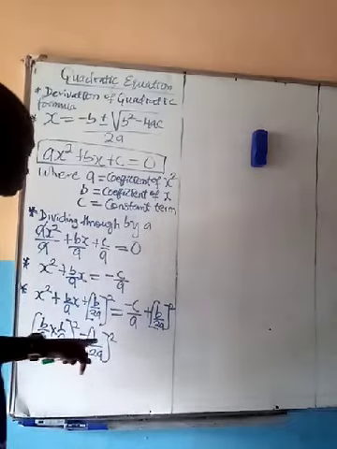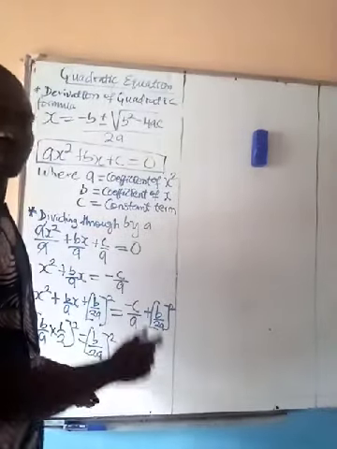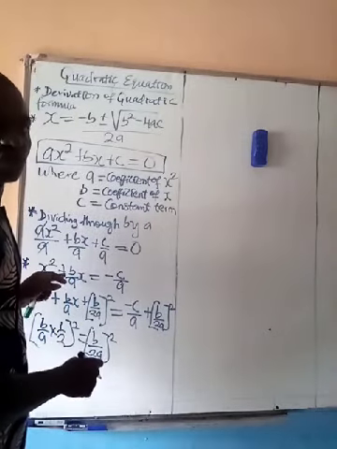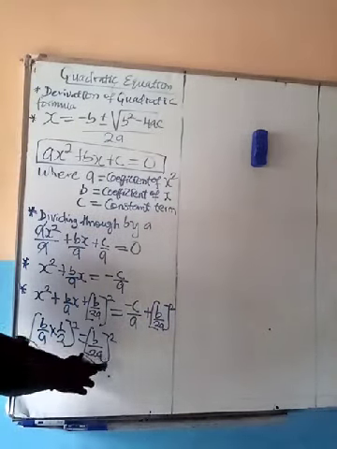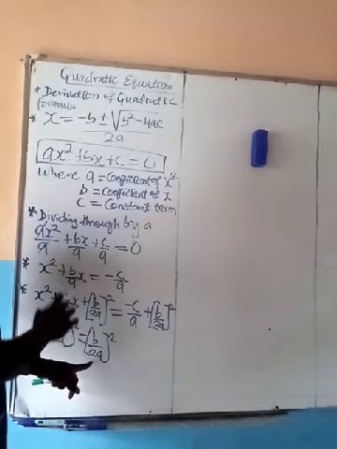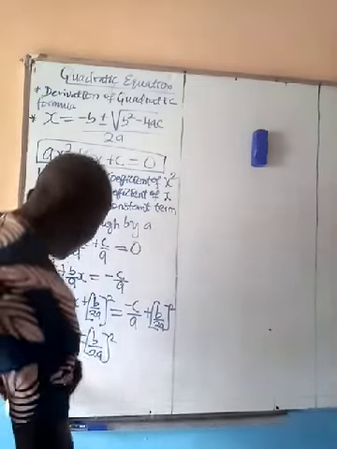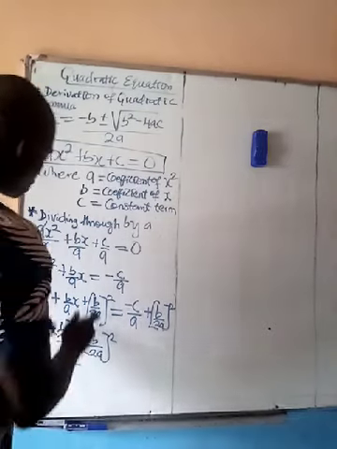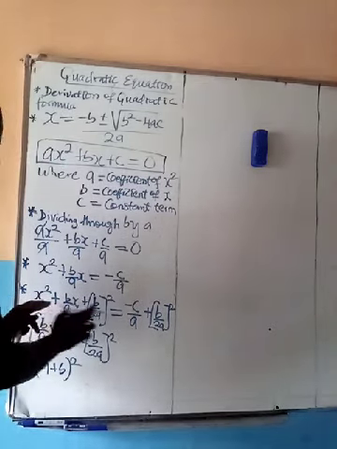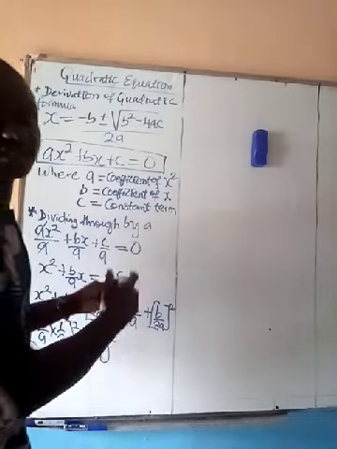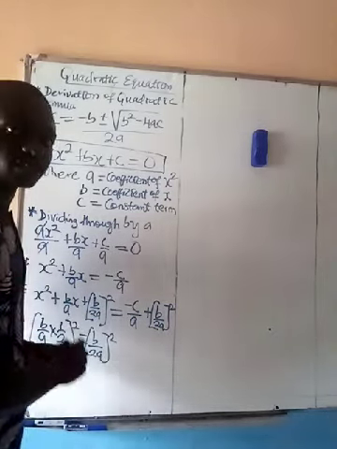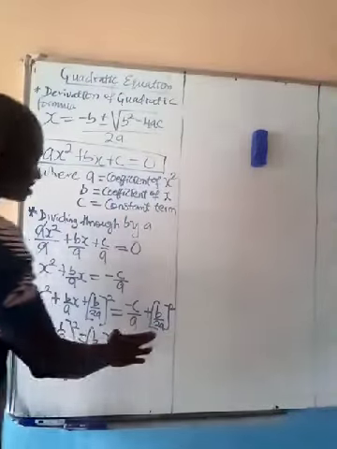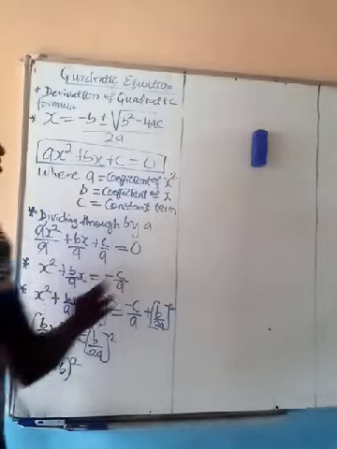Why are we adding this b over 2a, all squared, to both sides? Remember, from this place, this particular equation is no more a perfect square. So when we have added this, it has made this equation to be a perfect square in the form of a plus b all squared. So we have succeeded making this expression to be a perfect square. And it is an equation. Whatever you do to the left hand side, you must also do it to the right hand side. So that is why we have added this, and we have also added to this place.